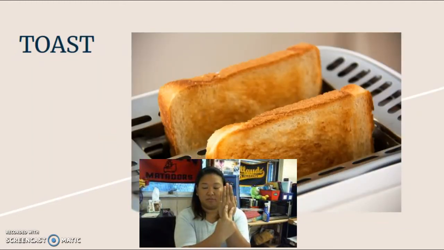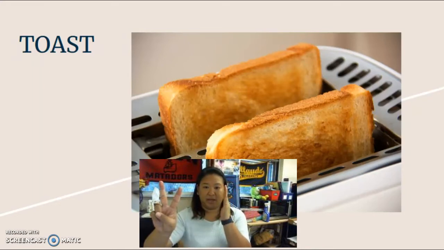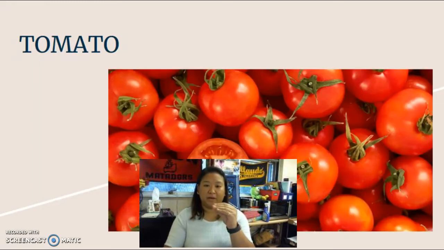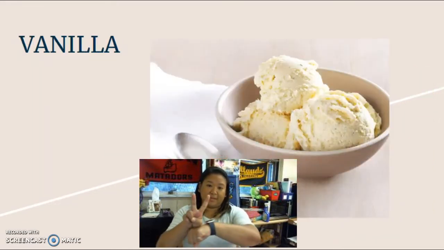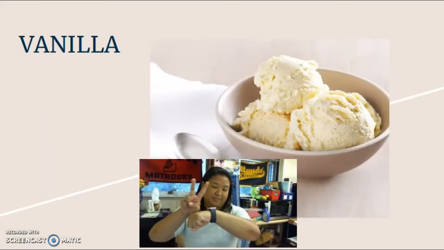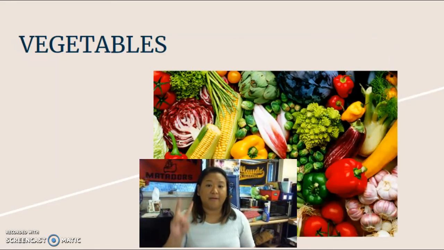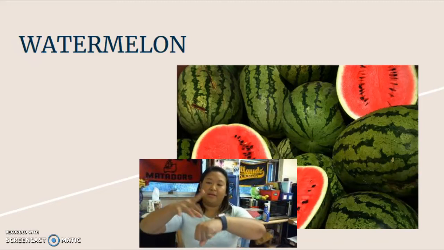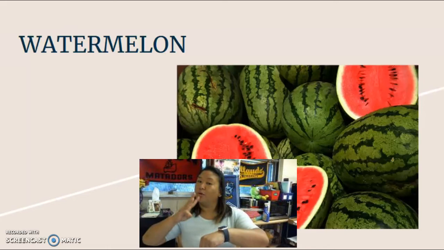Toast. Okay, there's a V. Closed 5. This side and then that side. Toast. Tomato, tomato. Vanilla. Vegetables with a V, and it twists. Vegetables. And then water. So it goes water with a W.